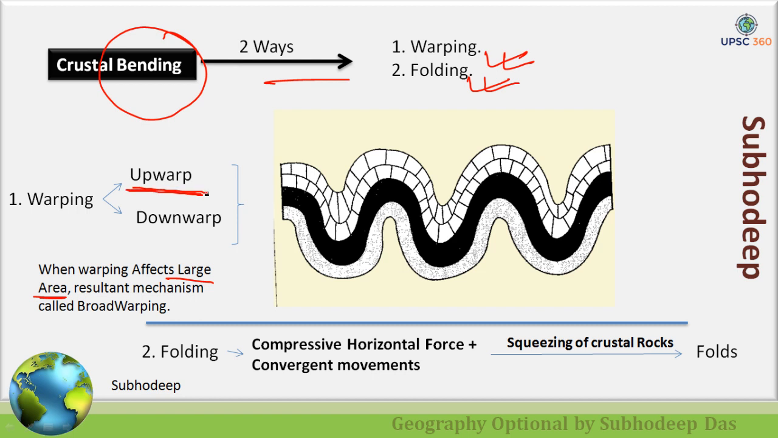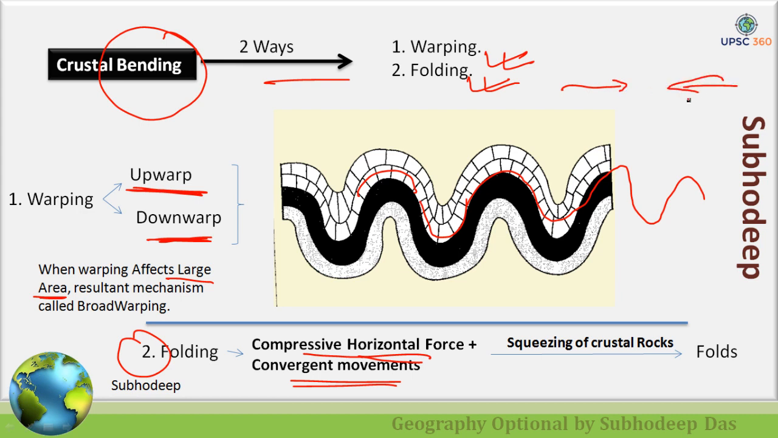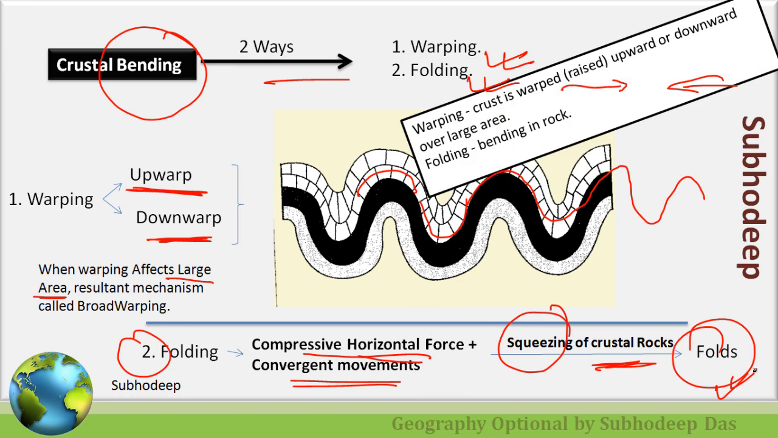Basically, it is of two types. First is upward, second is downward. This is upward, this is downward, right? And when these are happening over a very large area, then it results in the formation of broad warping. All right. Second is folding. In folding, basically what happens is, compressive horizontal forces act, which results in converging movements, right? Since both the sides have compressive movements happening, there will be squeezing of crustal rocks, which will further result in the formation of folds, right? So this is what is happening.